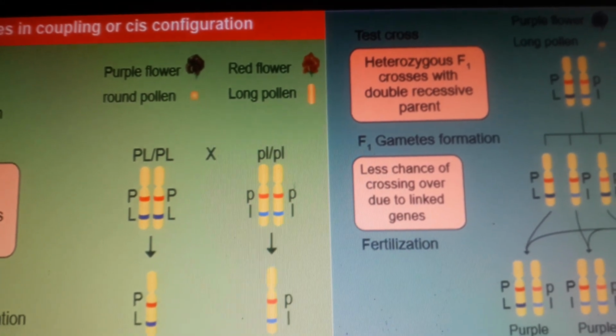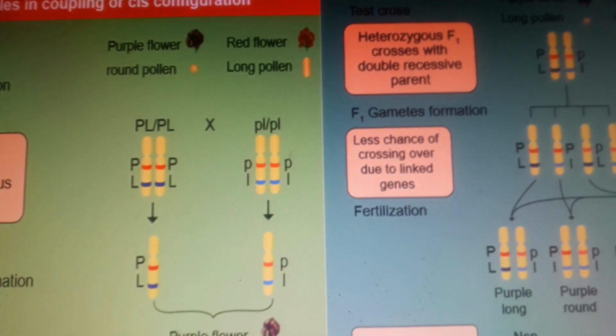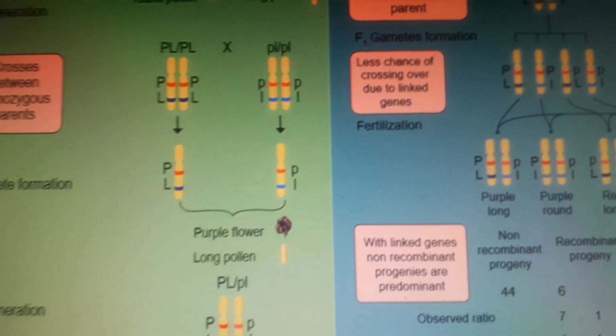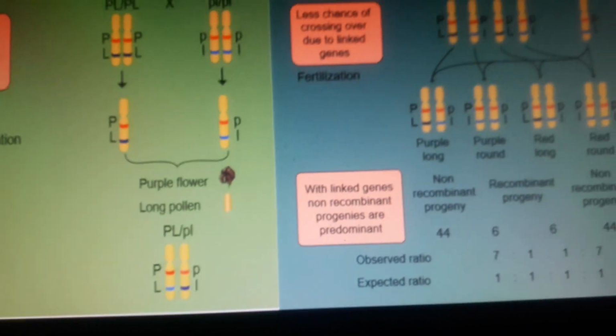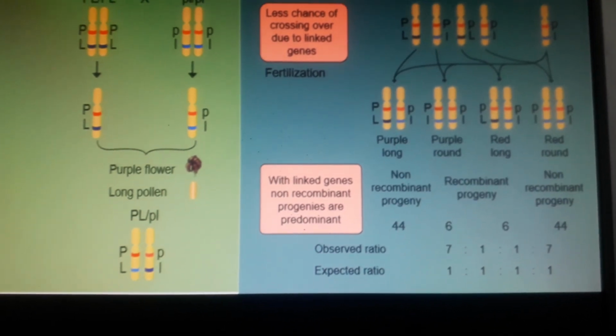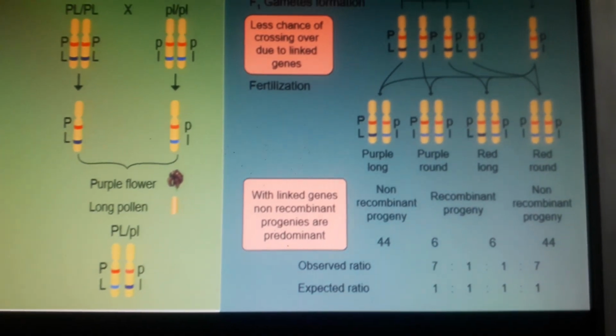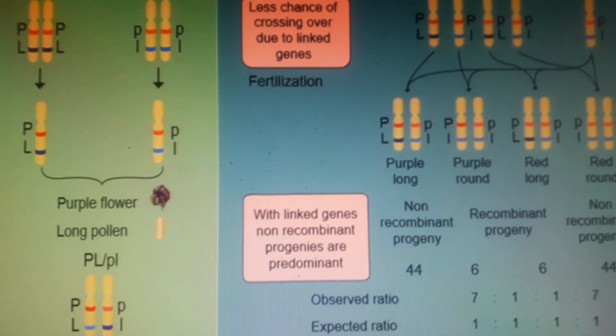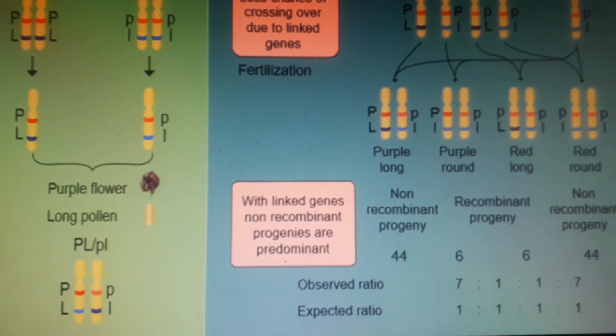Therefore, they came to the conclusion that genes present in a chromosome may be inherited together. That is called coupling. The genes in a chromosome may also be separated from each other. That is called repulsion. They came to the conclusion in such a way. That is called linkage.